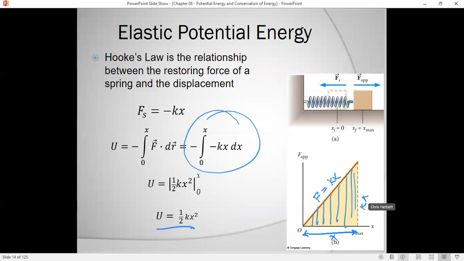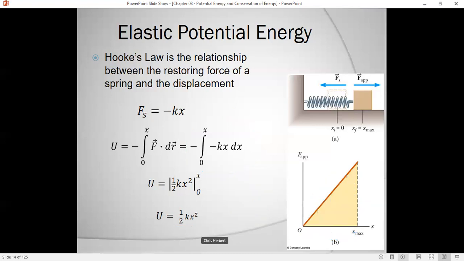Now, what is the area of a triangle? Okay, base x times height kx times 1/2, because we take 1/2 the base times the height. So that is equal to 1/2 k, x times x is x squared. That's exactly what we got from the integral here. Okay, so that's another way of looking at this. You can actually do this graphically, where you can determine the area based on the shape of the force graphed versus the displacement. Okay, that's what the integral is. Find the area underneath the function, and again, you get 1/2 kx squared.